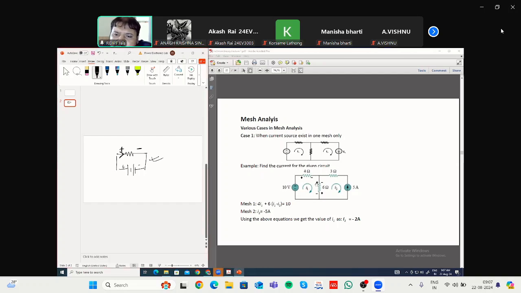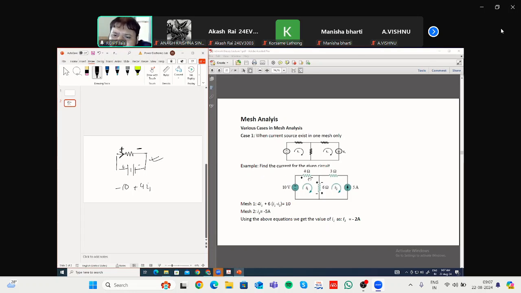On the other side, you can write this. If you move in this clockwise direction, let us first start with this battery. You encounter the negative sign first, so it will be minus 10. Then the next element in the clockwise direction is the 4 ohm resistance, where you encounter the plus sign first, so plus 4 I1. We have to write the voltage: V is equal to IR, where I is I1, the unknown current, and R is the 4 ohm resistance.